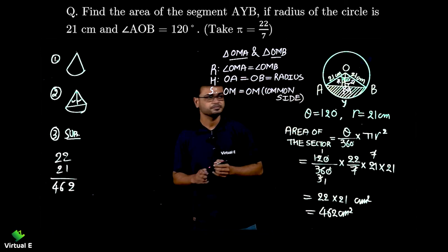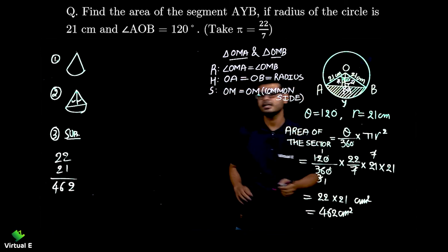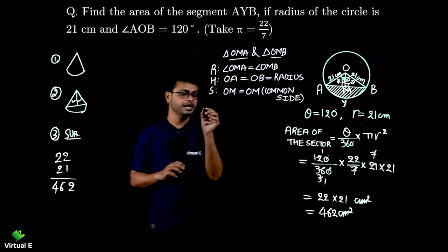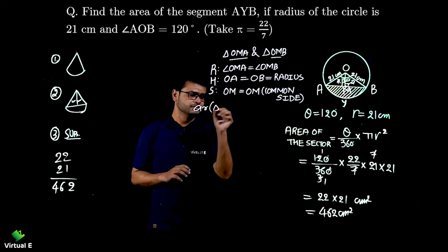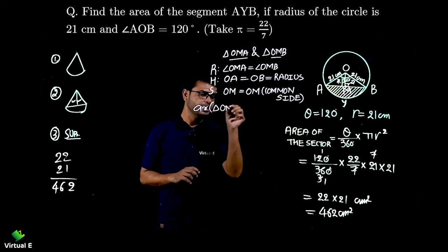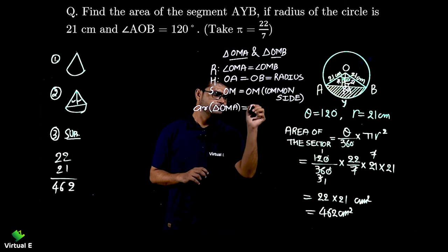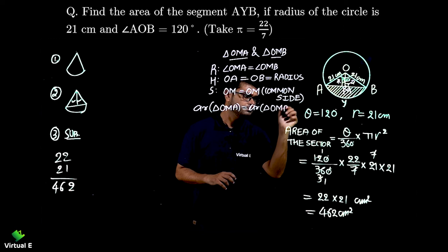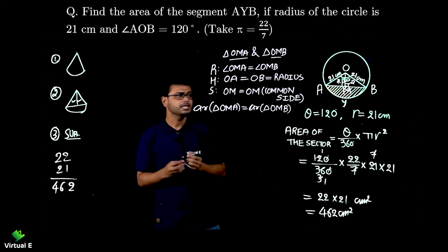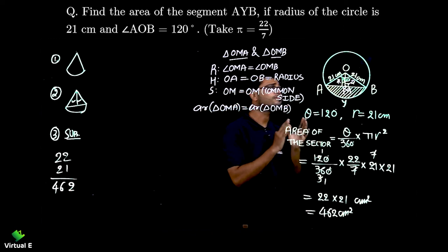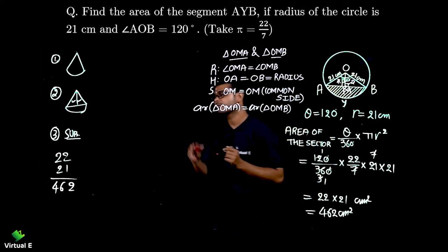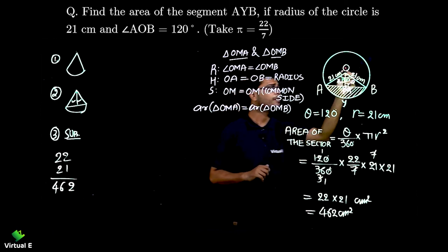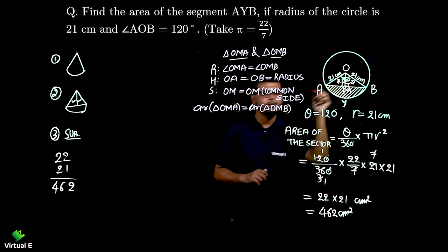Done? Simple. So we have proved that these two triangles are equal. Now area of those triangles is also equal. So I can write area of triangle OMA is equal to area of triangle OMB. Done? Simple. So now how to find the area of that triangle? Let's say how to find the area of only one triangle so far. So I'm going to consider the first triangle OMA.